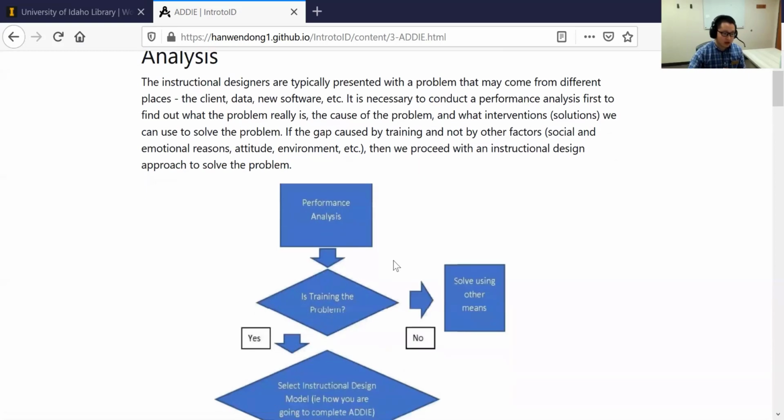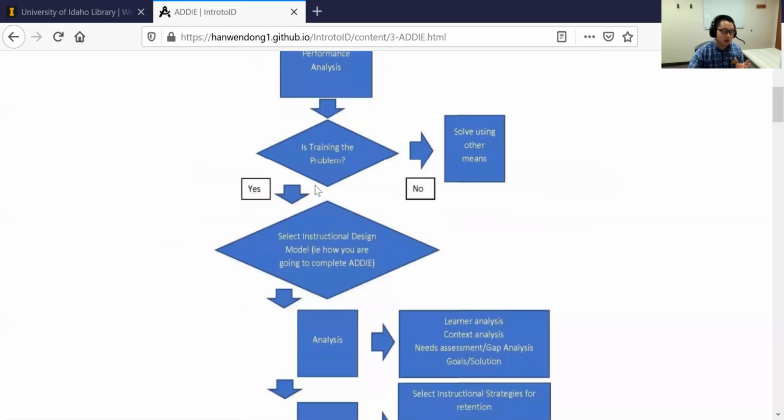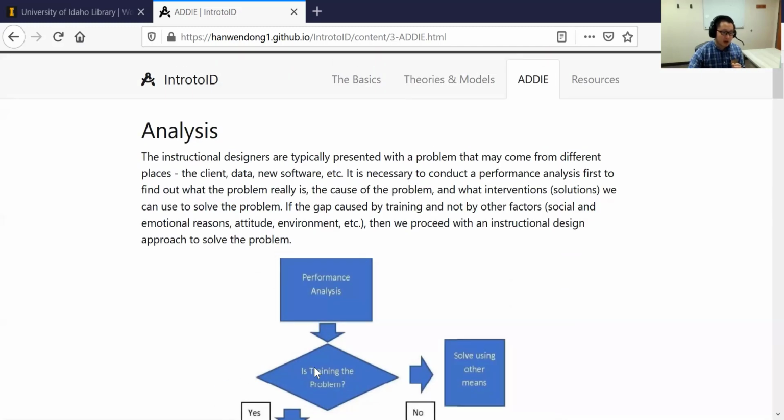So if we determine that the training was the problem, then we go through the whole instructional design process. Sometimes training may not necessarily be the problem, then we solve the problem using some other means because there might be some other factors that are affecting the learners, such as social and emotional reasons. Maybe students know someone, maybe their roommates or their family member got COVID or some other reasons that cause stress and they are distracted. They are just not ready to learn. So those are some reasons.